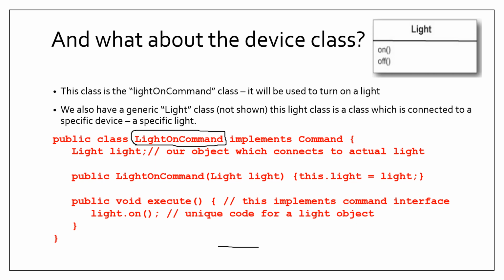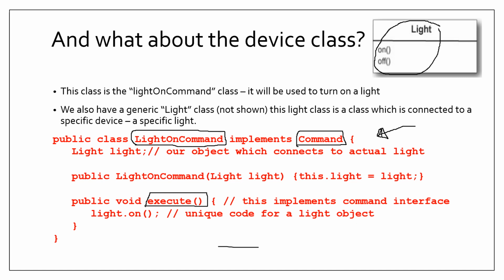And it's going to implement the command interface, which means it has to have an execute method inside of it. All right? But it also has to have something else. It has to have the actual code that's going to turn the light on or off. And so the command object is this guy right here. The light object is up here, and the light object has two very simple methods, on and off.